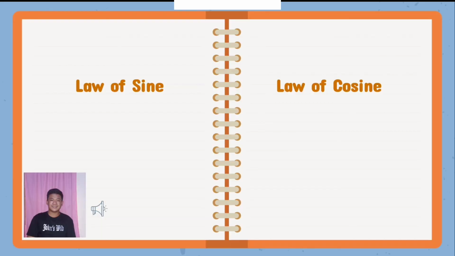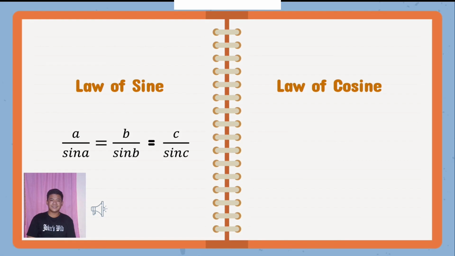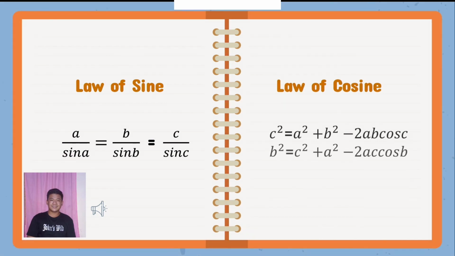Parallelogram law. Let's move on to the law of sines. A over sine A is equal to B over sine B is equal to C over sine C. Then, the law of cosines. C squared is equal to A squared plus B squared minus 2AB cosine C. B squared is equal to C squared plus A squared minus 2AC cosine B. A squared is equal to B squared plus C squared minus 2BC cosine A.